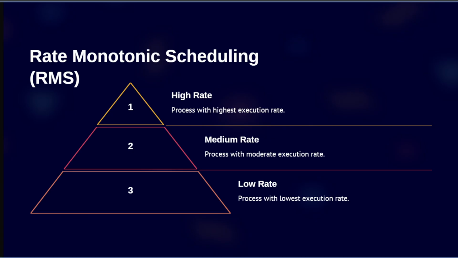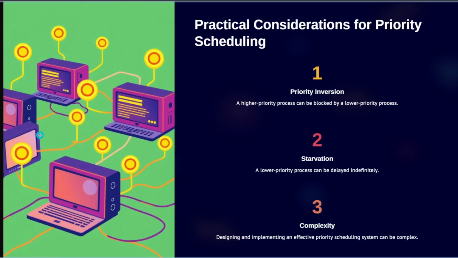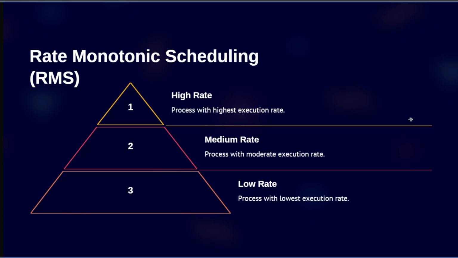Today I will discuss two topics: rate monotonic scheduling and practical considerations for priority scheduling. Rate monotonic scheduling is a widely used real-time scheduling algorithm for fixed priority preemptive systems. Below is an evaluation of RMS in terms of its key characteristics, advantages, and limitations. Key characteristics: fixed priority scheduling, preemptive scheduling, deterministic behavior. Advantages: simplicity, optimal for fixed priority systems, and good utilization.